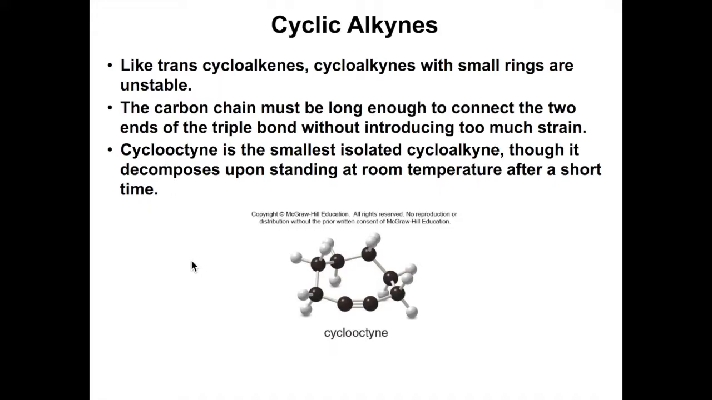As in the case of cycloalkanes, cycloalkynes also exist, but the small rings are very unstable because of the constraint. So the smallest possible ring that contains a triple bond is made of 8 carbons, and that's cyclooctyne, the smallest isolated cycloalkyne. But the problem with it is that it decomposes upon standing because of the high energy constraint. So the larger the cyclic ring, the better it can accommodate that triple bond.